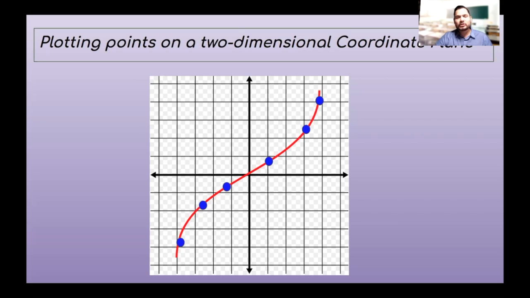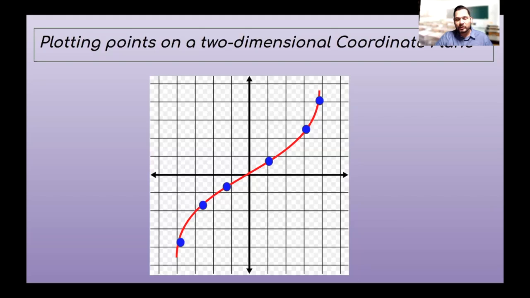Now let me ask you a question. If we need 1 point to plot a number on a one-dimensional number line, how many points do we probably need to plot a point on a two-dimensional coordinate grid? If you said 2, excellent job. Now what are these two numbers and how do we use them?